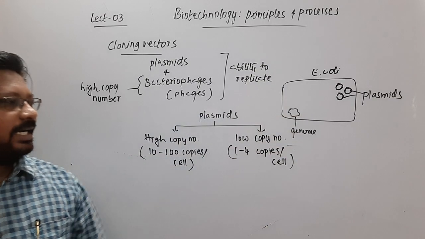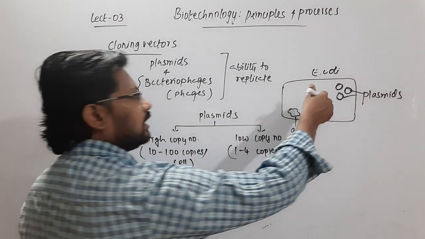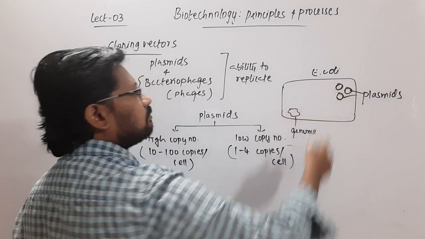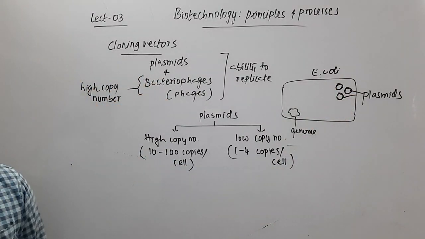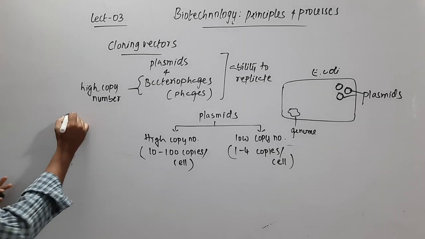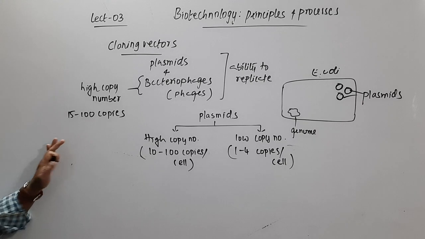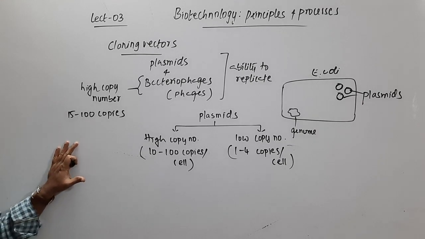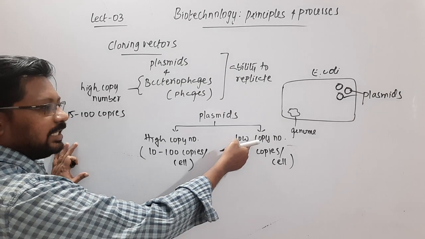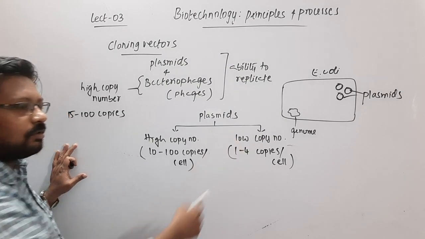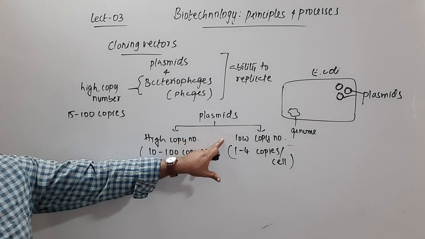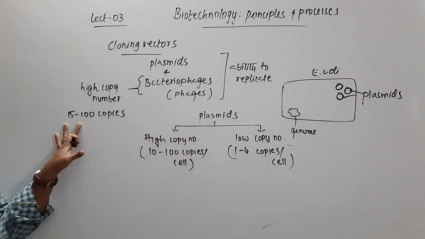In this case, you can see there are only around 3 plasmids. It means that this is a low copy number plasmid. Okay, so that's about these plasmids. Of course, in the textbook they have mentioned around 15 to 100 copies per cell, and low may range from 1 to 2 copies per cell. So that is low copy number plasmids, or maybe from 15 to 100 copies.